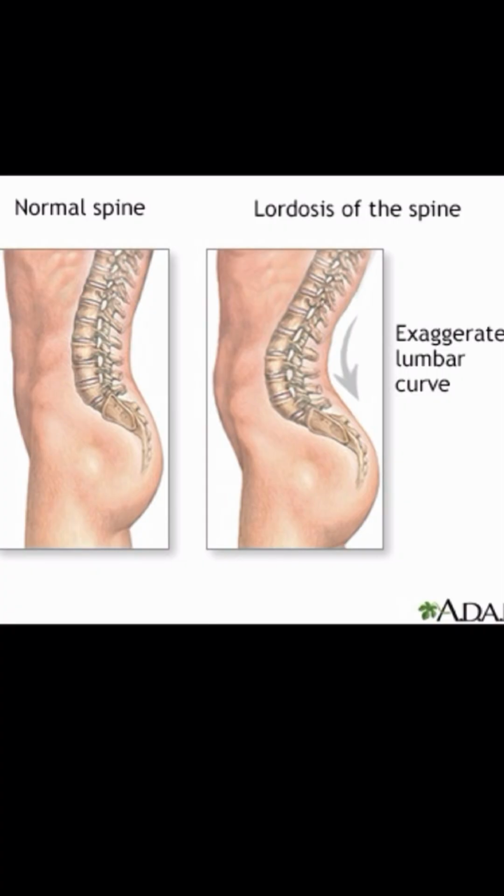This excessive curve often develops from muscular imbalances. Typically, the hip flexors and lower back muscles become tight and dominant, while the glutes and deep core muscles become weak or underactive. Over time, this imbalance pulls the spine into a deep arch. Common causes include prolonged sitting, poor posture, and a weak core and glute muscles.